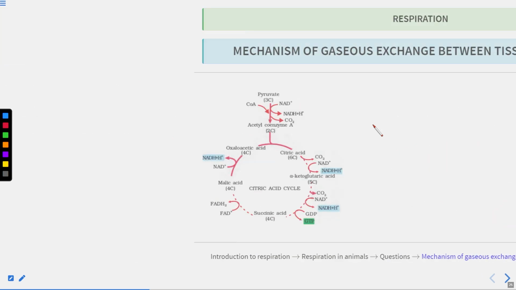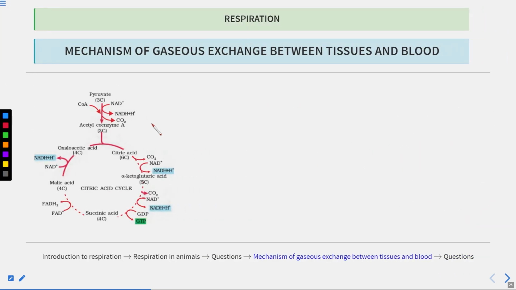Clear? Now this is a flowchart showing you the Krebs cycle. So this is the Krebs cycle, which was discovered by Sir Hans Krebs. That's why the name of the cycle is kept on his name, Krebs cycle. So we have seen that the pyruvate, which is the end product of glycolysis, is first converted into acetyl coenzyme A, and here 2 NADH molecules are synthesized.